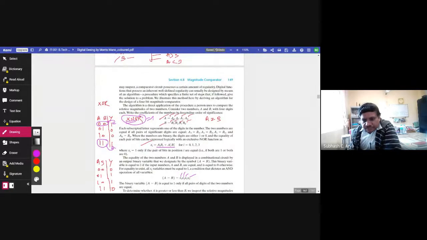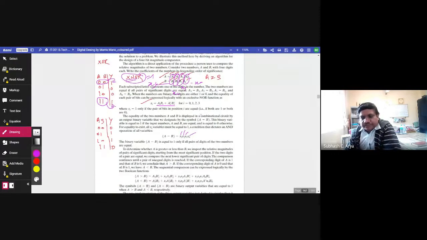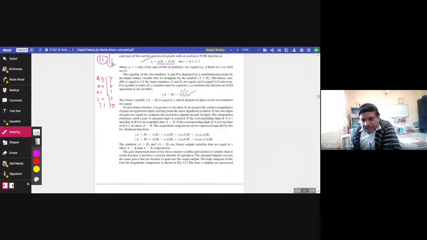Here you can see this one. So A0, B0 give X0, A1, B1 give X1, A2, B2 give X2, A3, B3 give X3. And in between them there is an exclusive NOR gate. Here again, exclusive NOR gate, exclusive NOR gate, exclusive NOR gate. And all are given to an AND gate, and this will give you A is equal to B.